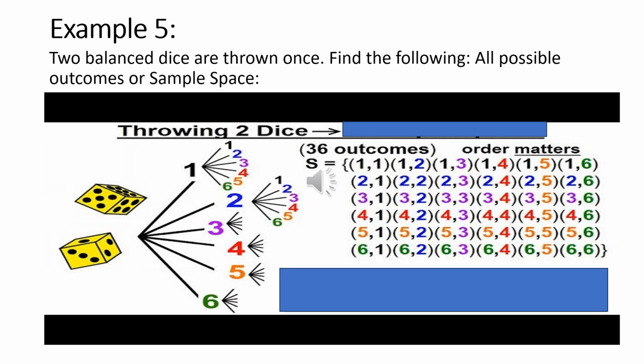For the first dice, you have 1, 2, 3, 4, 5, 6. If there is 1 on the first dice, on the second dice, what possibilities are there? Anything from 1 to 6. So you have 1,1; 1,2; 1,3; 1,4; 1,5; 1,6. Similarly, if there is 2 on the first dice, then on the second dice, again anything from 1 to 6 can come. So 2,1; 2,2; 2,3; 2,4; 2,5; 2,6. In this way, when you go on, you will get how many outcomes? Total 36 outcomes.